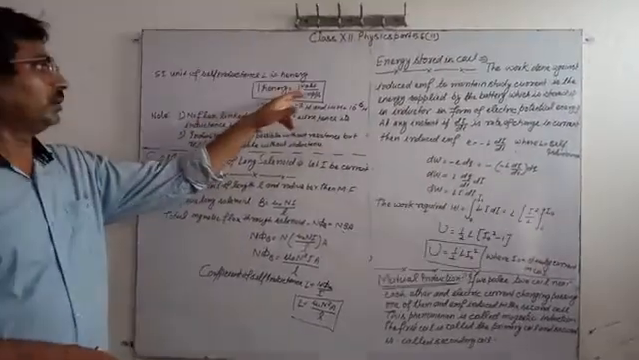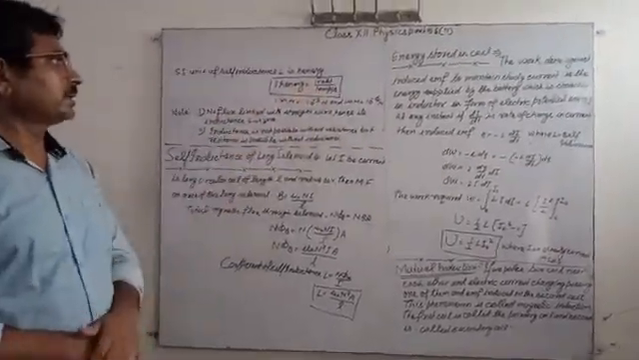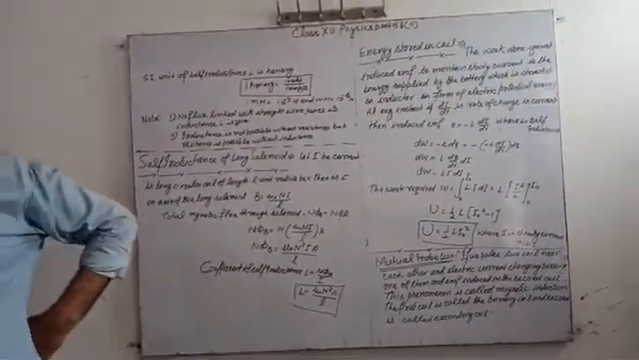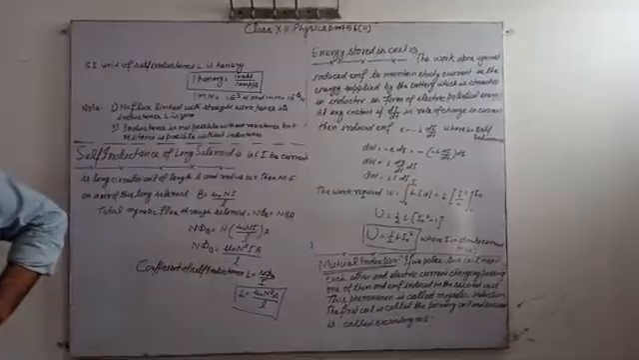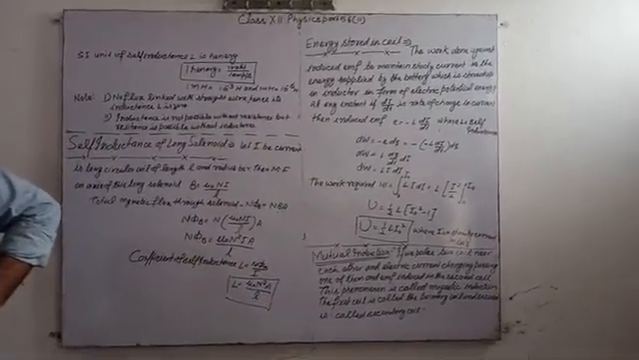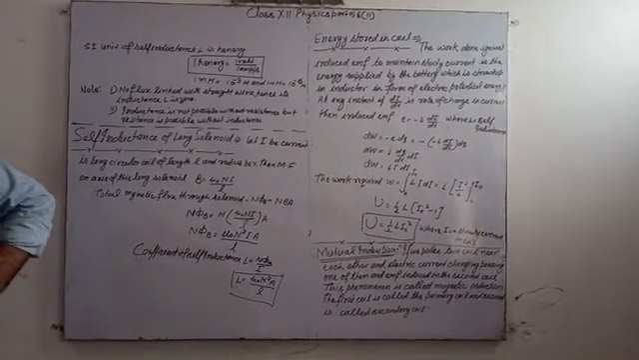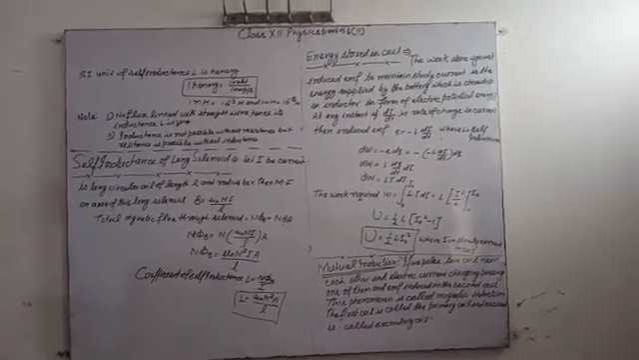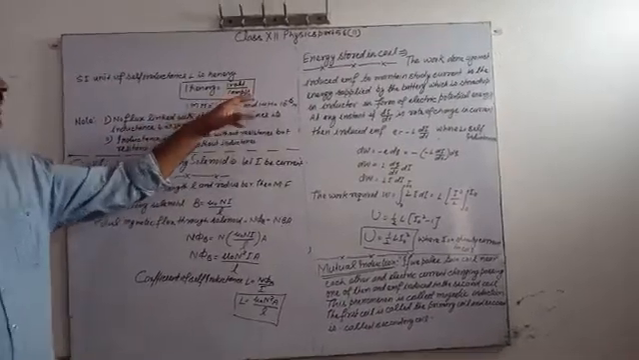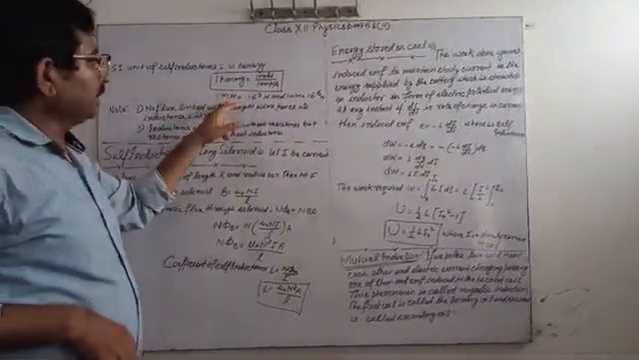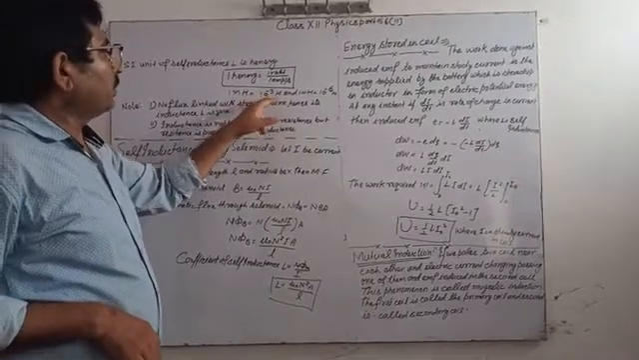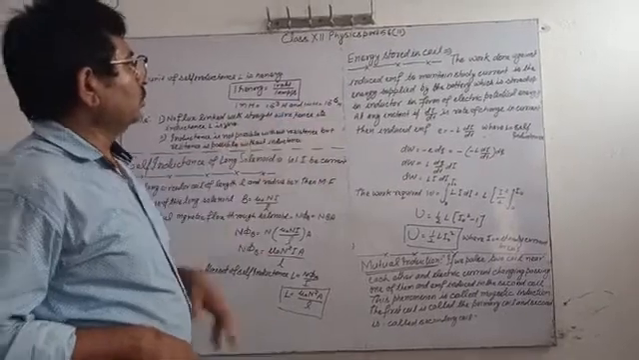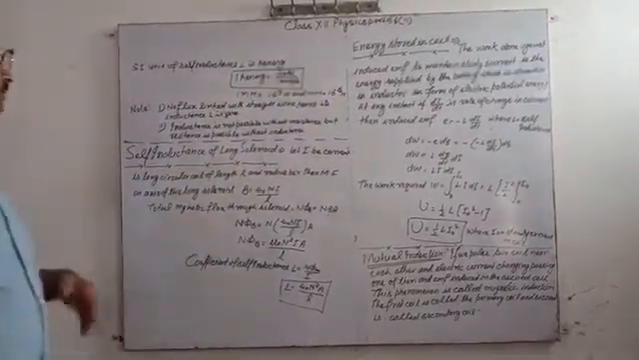1 Henry equals 1 volt per ampere per second. It means the self inductance of a coil is 1 Henry when an induced EMF of 1 volt is set up in the coil due to a change in current of 1 ampere per second. 1 millihenry equals 10 power minus 3 Henry, and 1 microhenry equals 10 power minus 6 Henry.